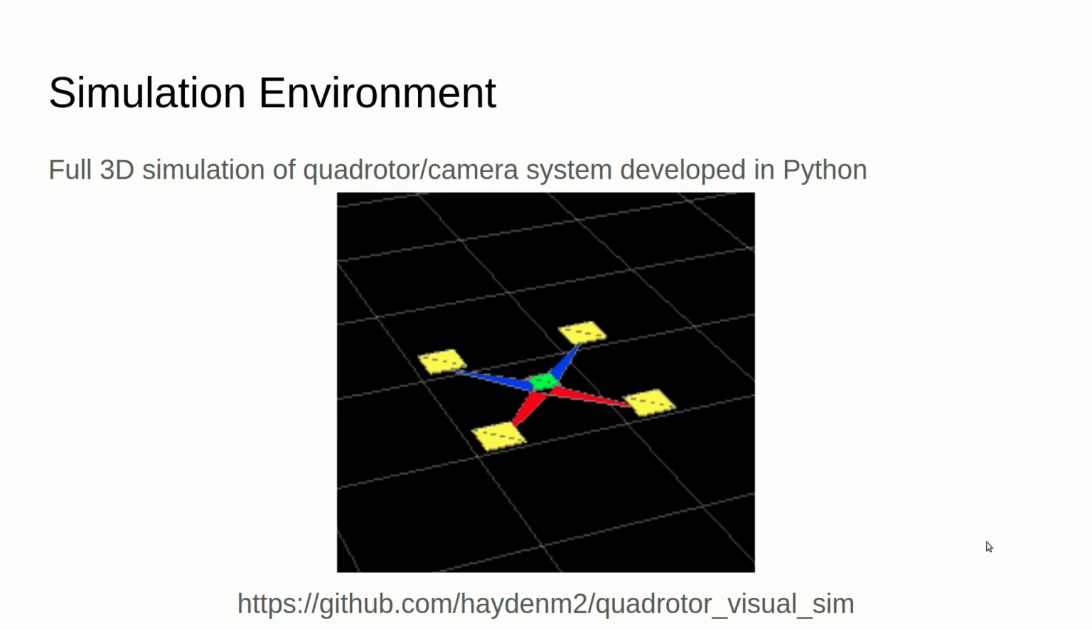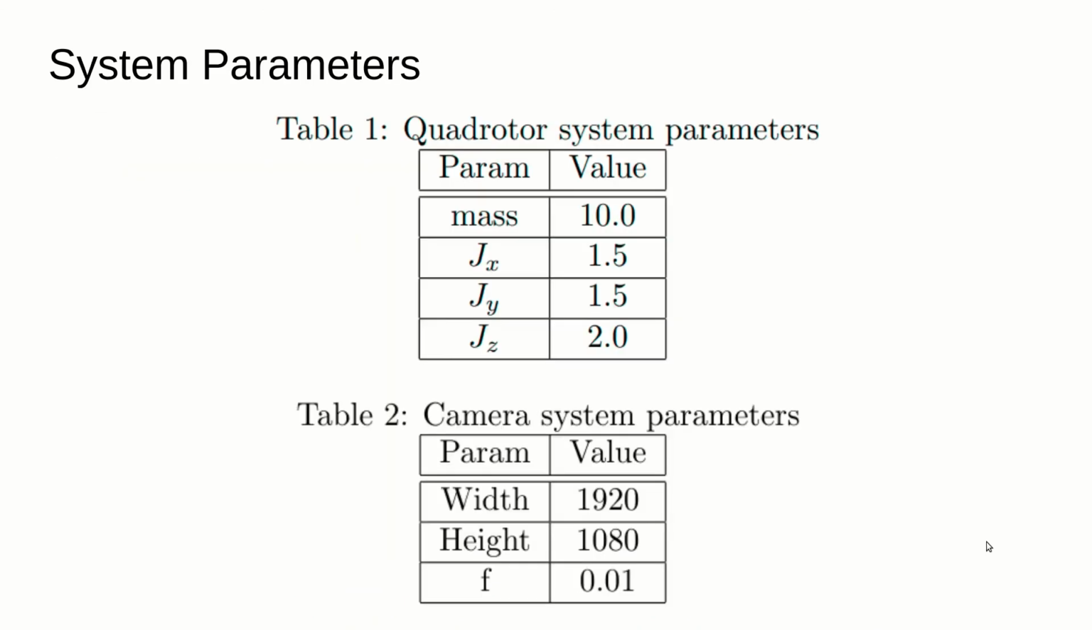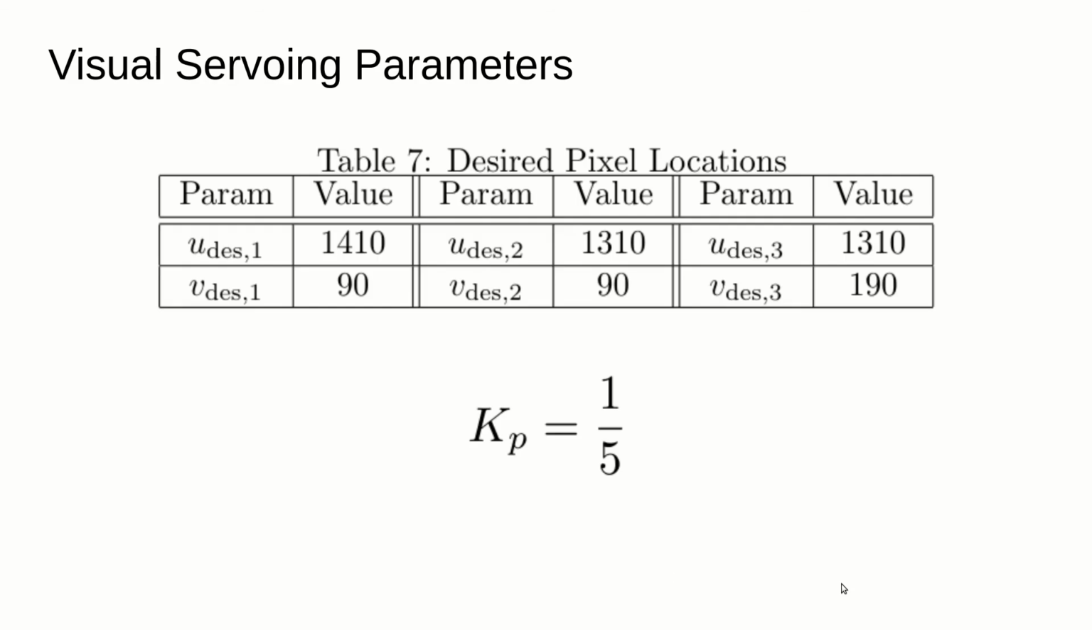Here's my GitHub account for the repo. We defined 3-point targets in the environment, some system parameters, an HD camera with a focal length of a centimeter, Kalman filter parameters, LQR parameters, and some visual servoing parameters. We put the desired pixels in the top right corner and used 1/5 as our gain on our visual servoing feedback.